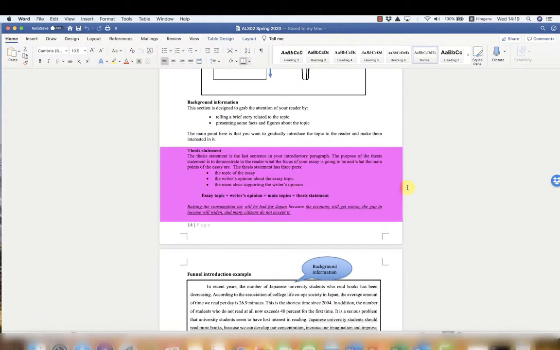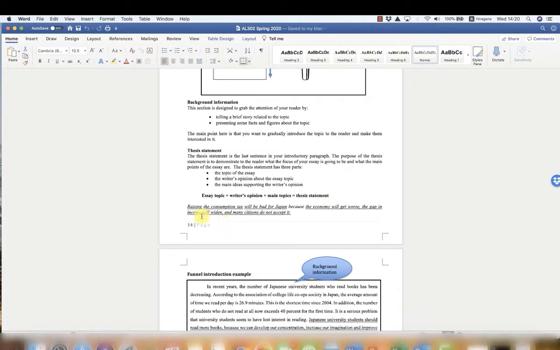Then we have the thesis statement. Now the thesis statement is usually the last sentence of your introduction. And the purpose of the thesis statement is to guide your reader to exactly what you're going to talk about in your essay. So in the thesis statement, you present your topic, your opinion, and the main ideas that will support your opinion. Okay, topic, opinion, and the main topics that will support your idea. This is called the thesis statement.